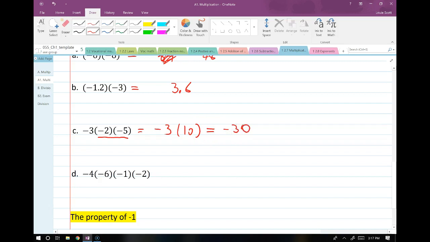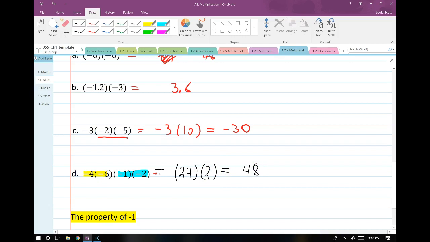And part D. I have 4 negative numbers that I am now multiplying together, so I will handle them a little bit separately. I'm going to multiply these first 2 together and then these second 2 together. When I multiply the negative 4 and negative 6 together, I end up with 24. Then when I multiply the negative 1 and the negative 2, I end up with positive 2. So the total result is a positive 48.